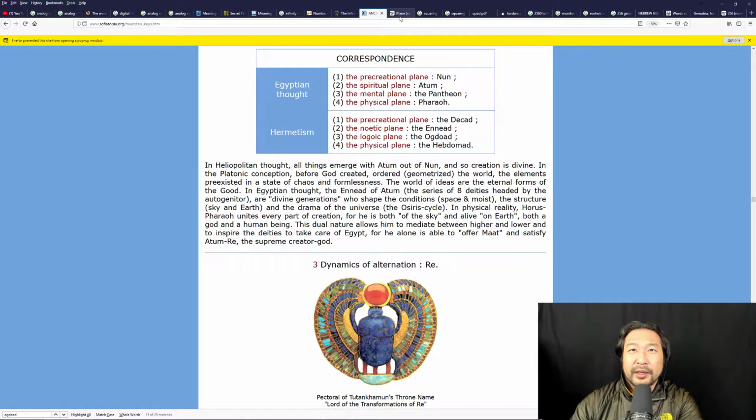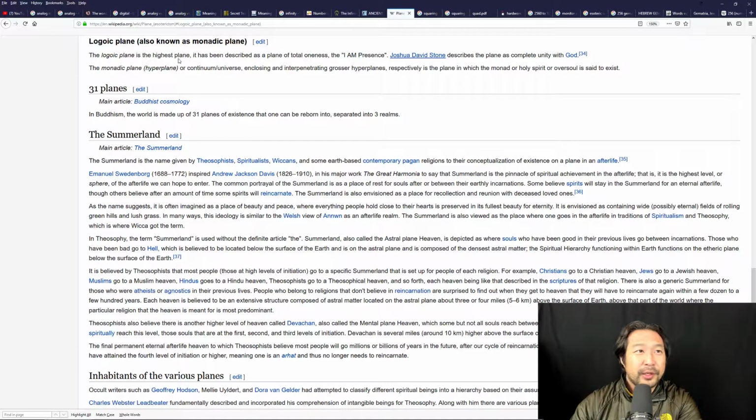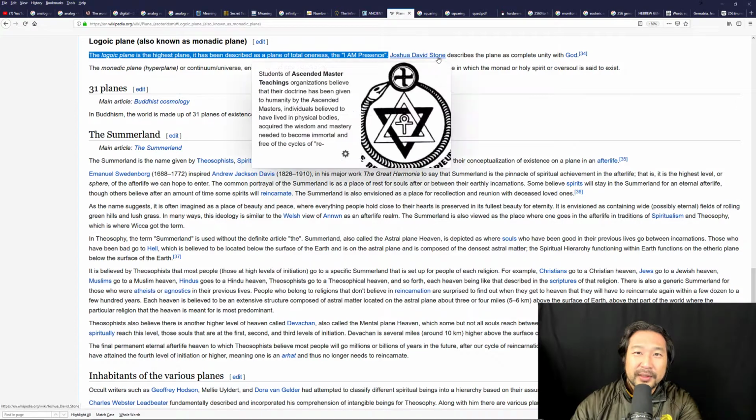Now, if we go into what the logoic plane is, if you just go to Wikipedia, the logoic plane is the highest plane. It is described as a plane of total oneness, the I Am presence. Joshua David Stone actually formed a university called the I Am University. He describes the plane as complete unity with God, which is interesting. I've never heard of Joshua David Stone. I might want to check him out.